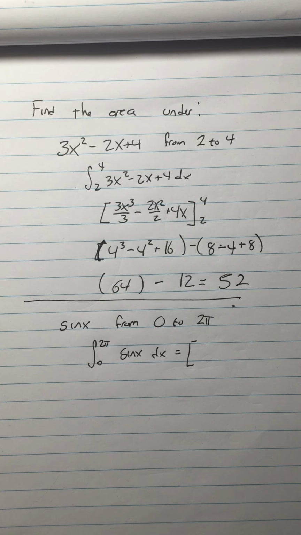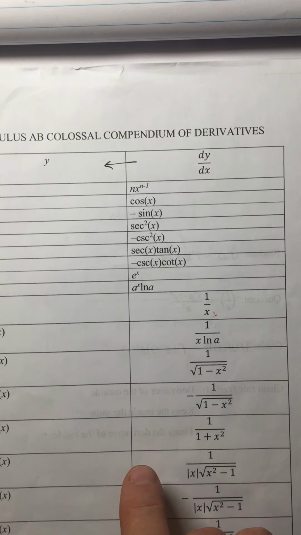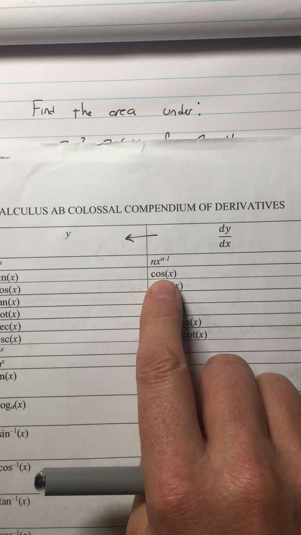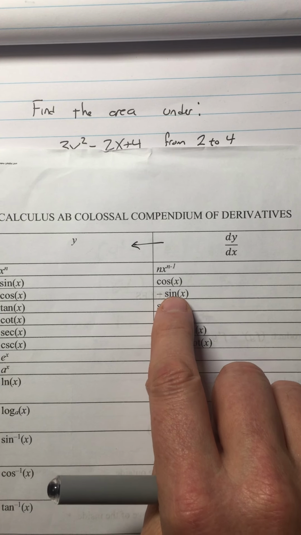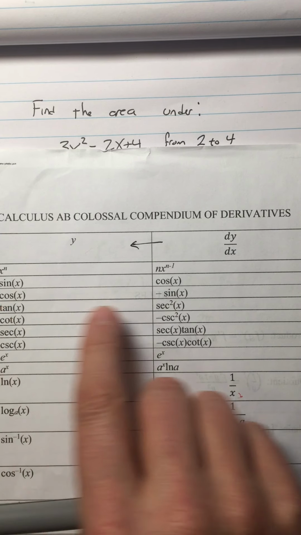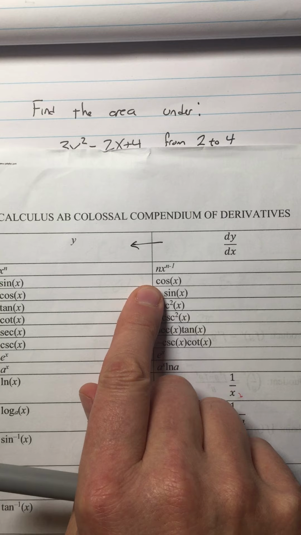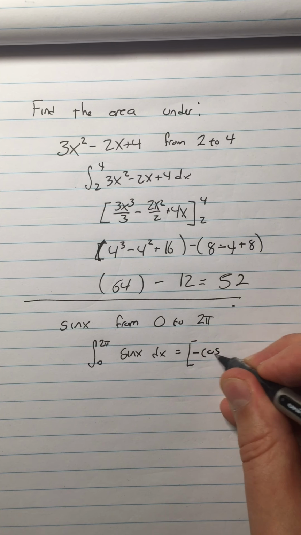Remember, you're going to look at your known derivatives, and you're going to say, I know that the derivative of sine is cosine. I know the derivative of cosine is negative sine. That means the antiderivative of negative sine is cosine. That means the antiderivative of sine is going to be negative cosine. So it's going to be negative cosine x.